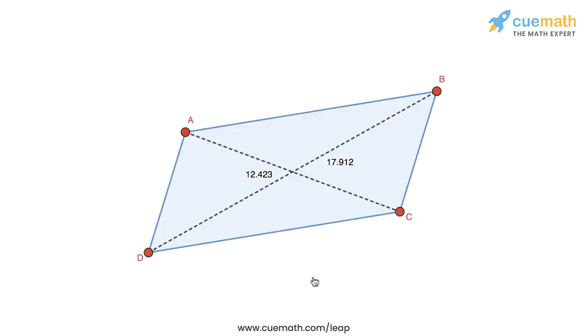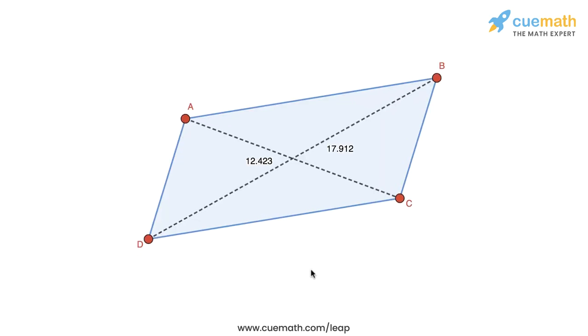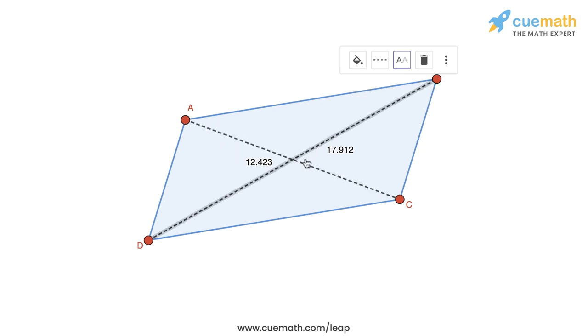So here's a simulation which shows a parallelogram ABCD, and right now you can see that the diagonal lengths AC and BD are not equal. So AC has a length of 12.4 and BD has a length of 17.9, and they are not equal. And you can see that the parallelogram is not a rectangle.